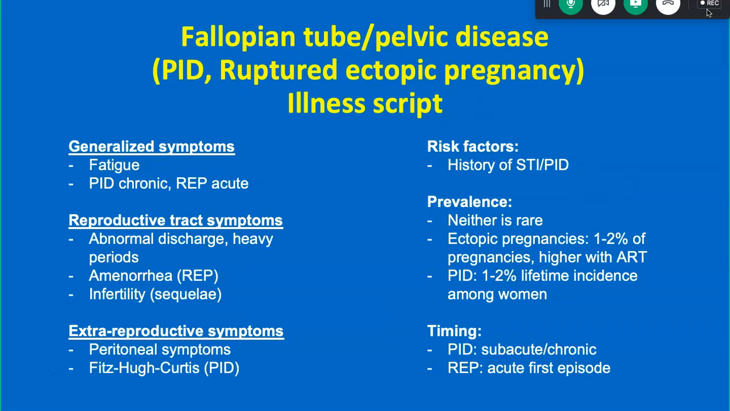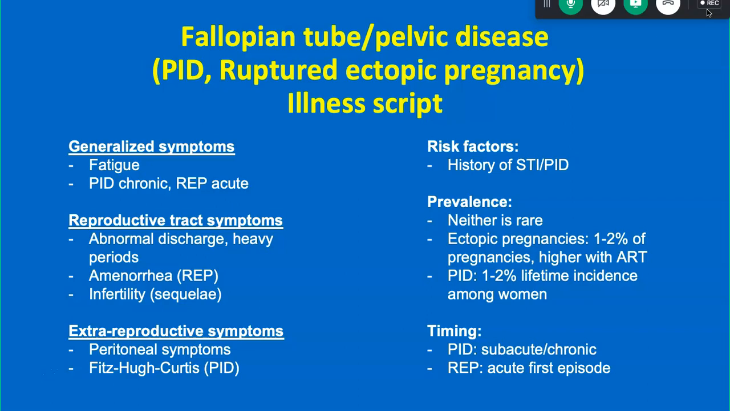Next we're going to talk about disease of the fallopian tube that can extend to the rest of the pelvis. So there's going to be pelvic inflammatory disease, which is infections of the fallopian tubes and surrounding structures. We'll talk about ruptured ectopic pregnancies, because when we think about this anatomic framework, both of these are primarily in the same anatomic structure, the fallopian tubes. These patients are going to have generalized symptoms of fatigue. In pelvic inflammatory disease, that'll be more chronic, and ruptured ectopic pregnancy will be very acute.